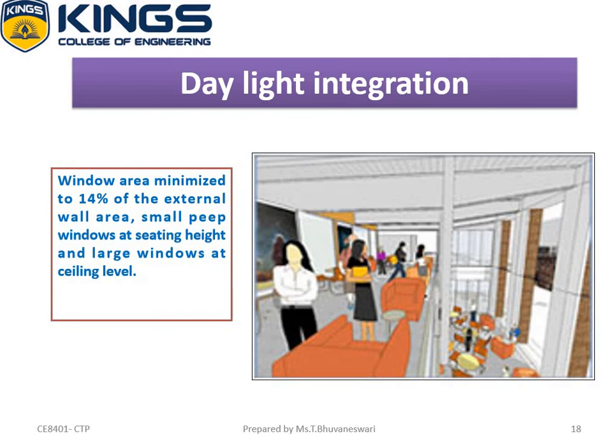Next one, the daylight interaction. Window area is minimized to 14% of the external wall area. Small peep windows at seating height and large windows at ceiling level. Small windows at the seating areas can reduce thermal discomfort. The reduced percentage of window area to wall area helps in reducing the external heat gain into the building.